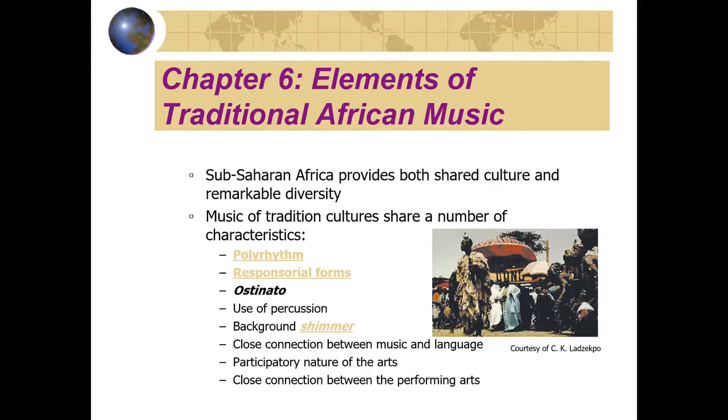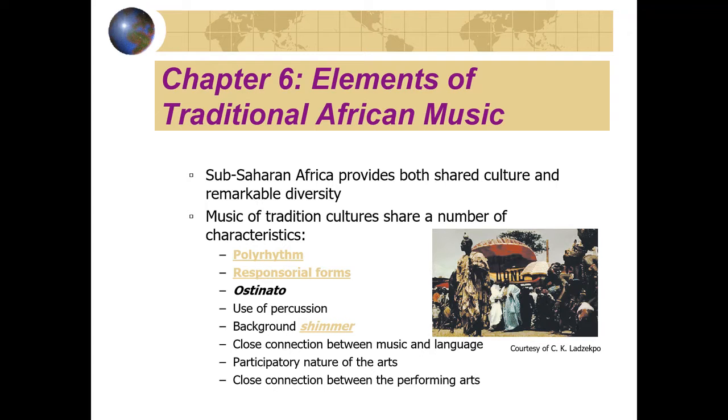Sub-Saharan Africa has a lot of shared culture, it has a lot of diversity, and it also has a number of elements that are shared between cultures. Of these, the most important are probably polyrhythm, responsorial or call and response forms, ostinatos, and shimmer.